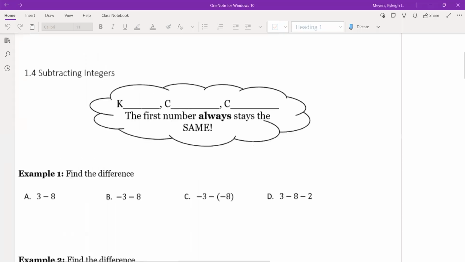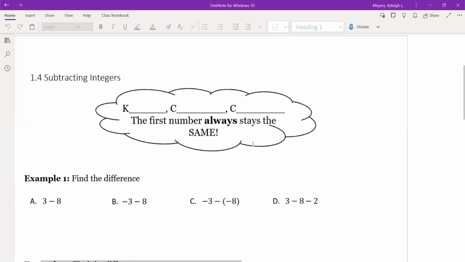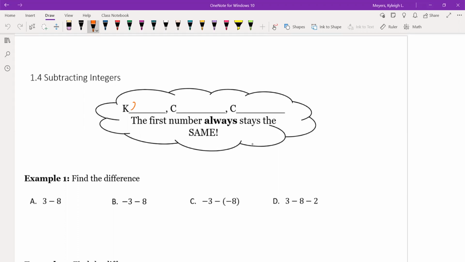All right, so we are going to talk about subtracting integers. There is an acronym you need to remember, and that is KCC, which stands for keep, change, change. So what that means is you keep the sign of the first number, you change the middle sign, and you change the last sign.